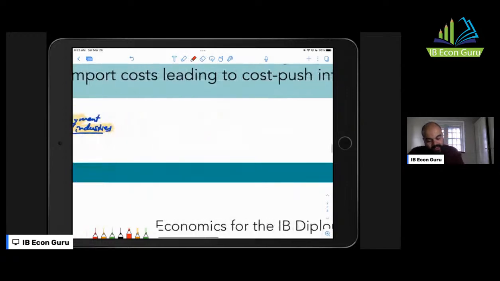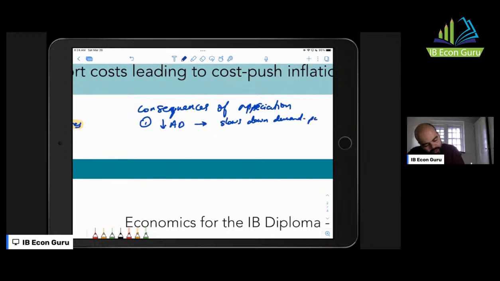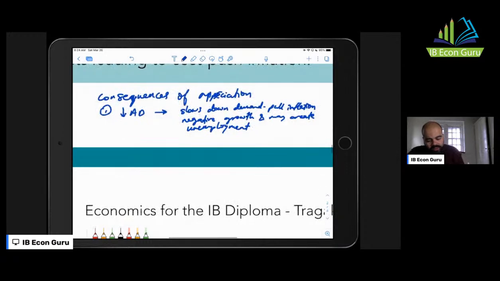Okay, all right, what about an appreciation? It's the opposite. So consequences of an appreciation of your currency. Number one, a decrease in aggregate demand, which slows down demand pull inflation. Okay, but it's negative growth, right? And may create unemployment. All right, so it might slow down demand pull inflation, which is a good thing, but it might also lead to more unemployment.